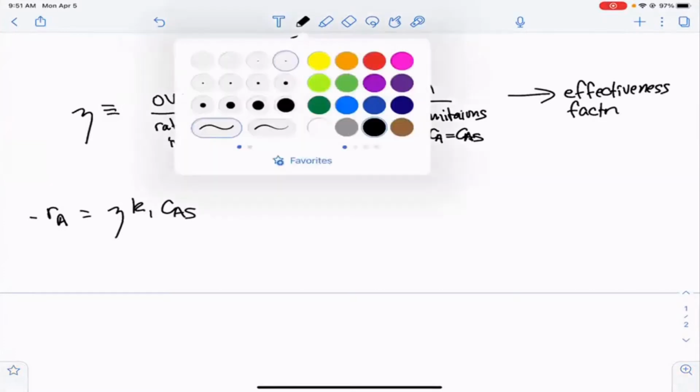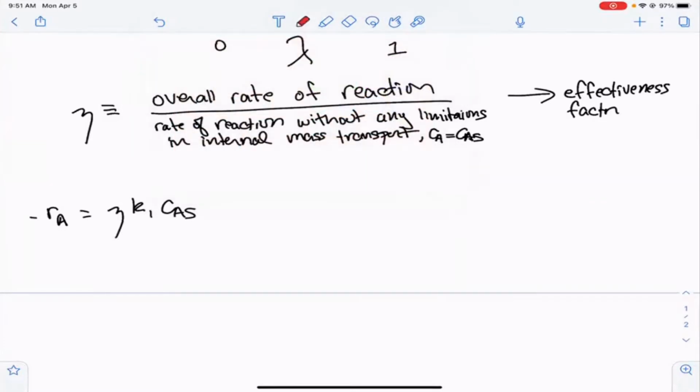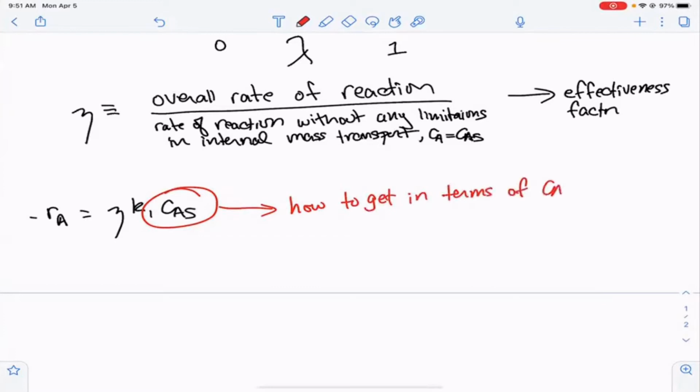Now, we've also talked this semester that it's very difficult for us to know what this is. And so there's two questions here that I have. One is, how do we get this in terms of the thing that we can measure, which is just the bulk concentration of A? And the other question is, does that only involve internal mass transport? Of course not, because we spent a few lectures, and for a reason, talking about external diffusion as well.